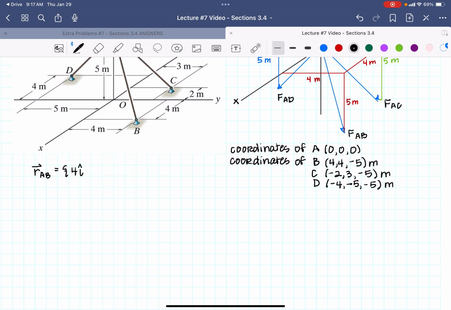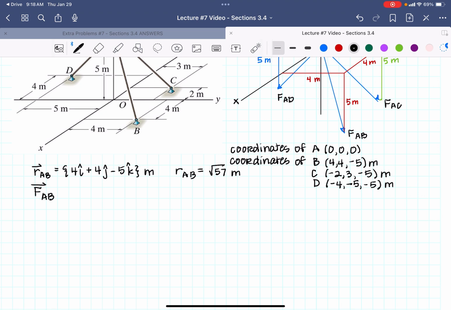So my position vector for AB is going to just be the coordinates because A is 0, 0, 0. So I'm going to have 4i plus 4j minus 5k. And my magnitude for that is 4 squared plus 4 squared plus 5 squared equals, I'm going to leave this what it is, the square root of 57 meters. So my FAB, I'm sorry about that.